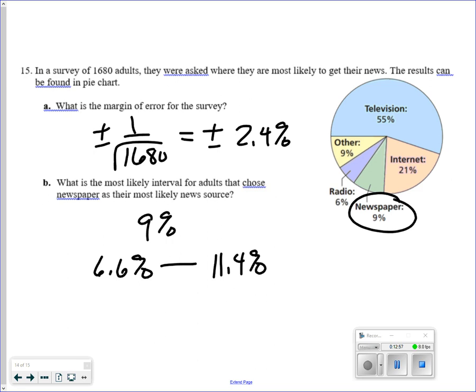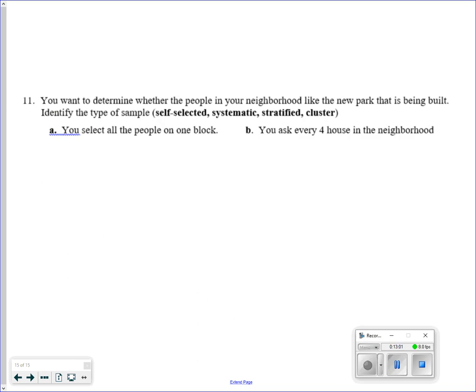All right, I'm going to pause for 1 second and I'm going to add in question 11, so bear with me. All right, so I'm back here.